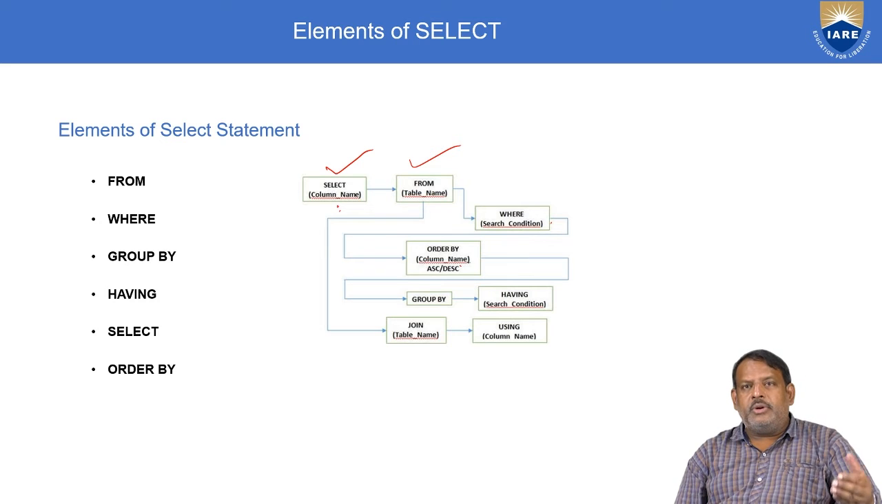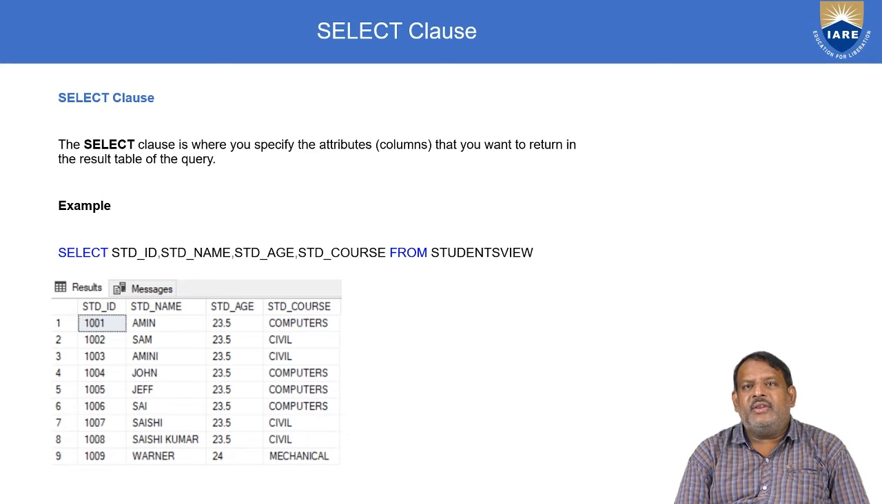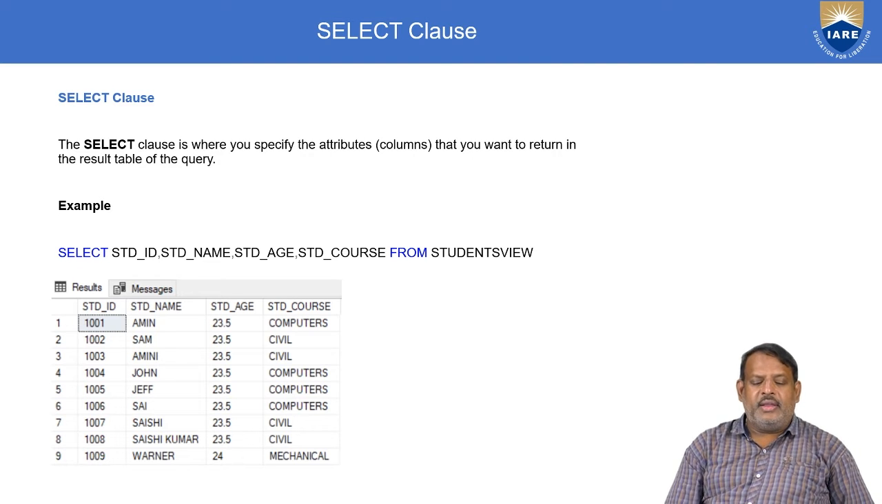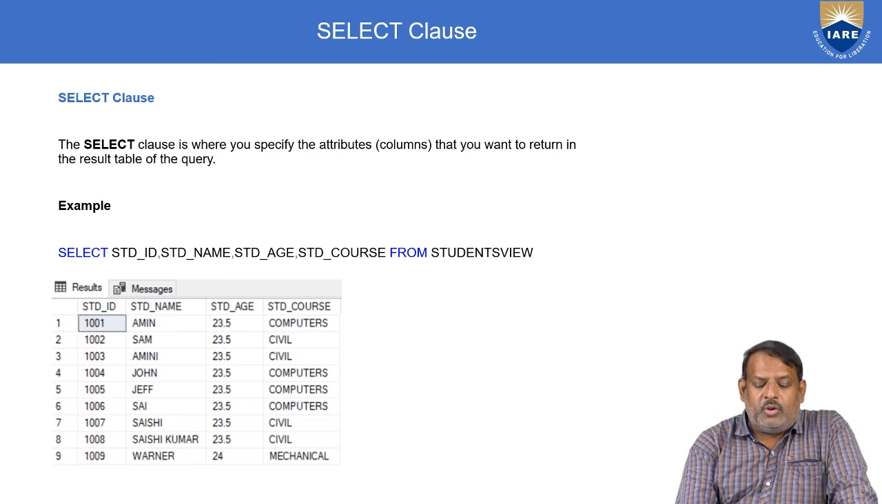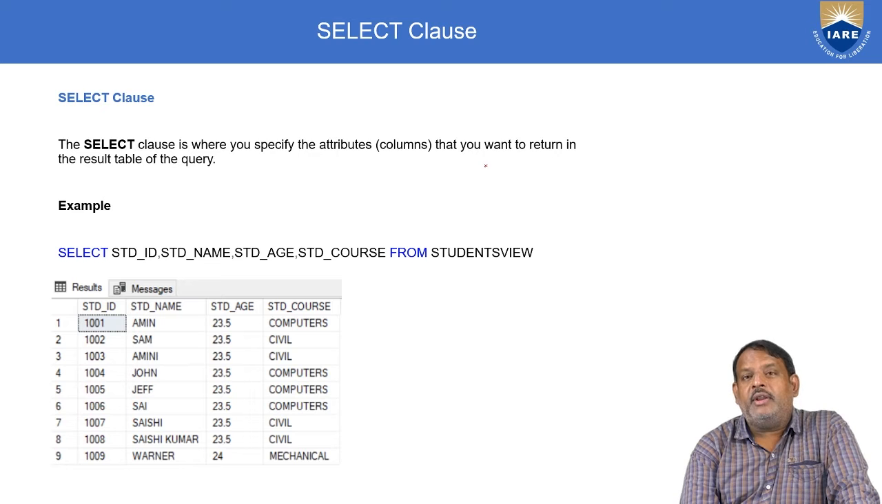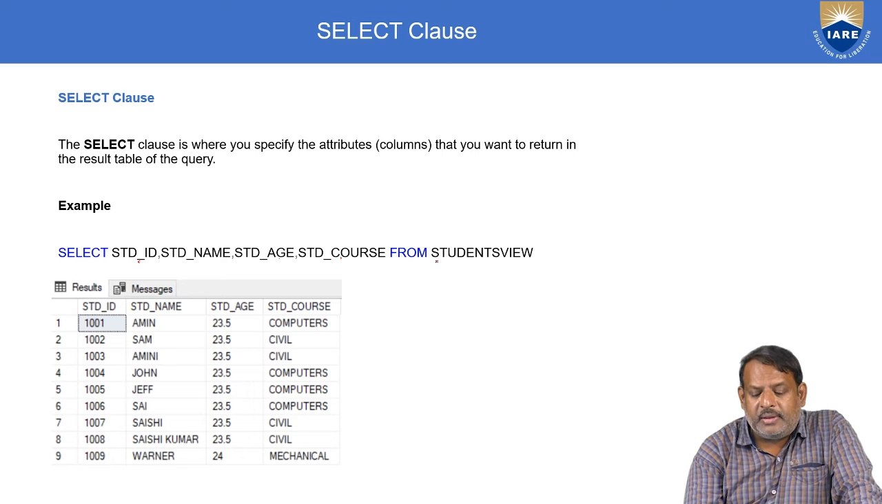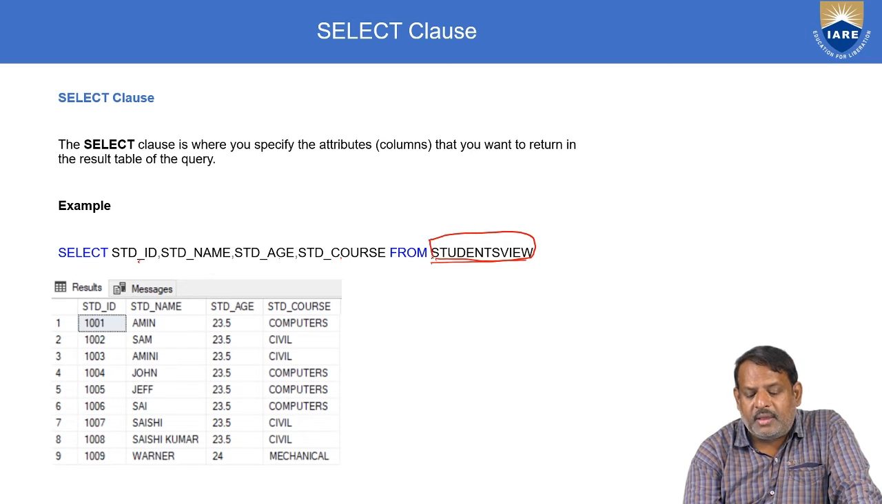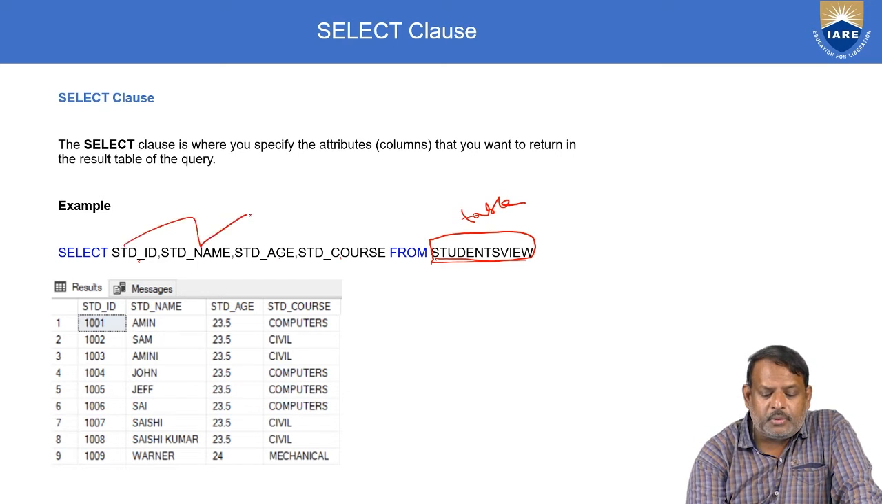Now we'll talk about each one of them in detail. What is a select clause? The select clause is where you specify the attributes, the columns you want to return in the result set of a query. Select is a clause where you mention the column names, the various column data you want to see. In this case, I'm saying I want std_id, name, age, course from the student view table. This is a table name. These are all attributes.